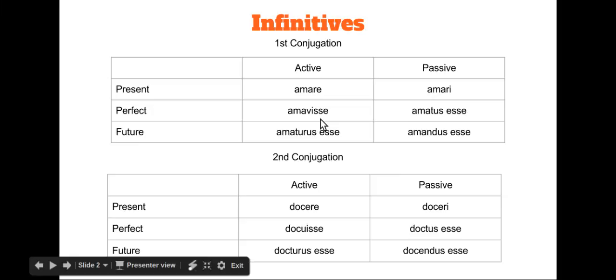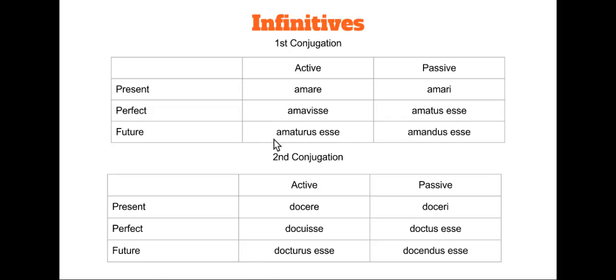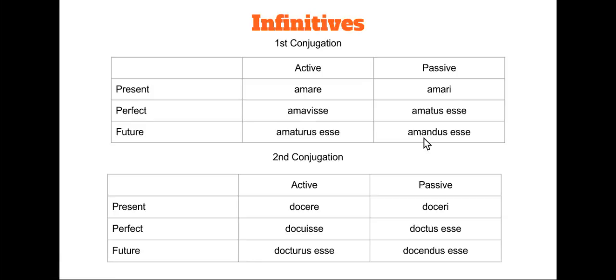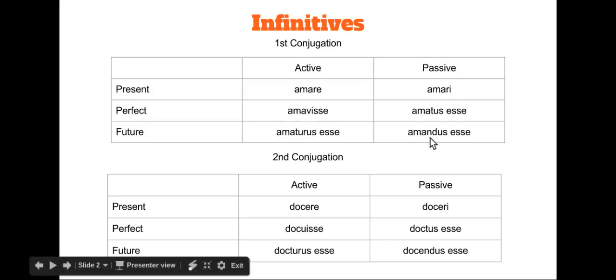The perfect active, you take the third principal part and you add isse. So amavisse, to have loved. Amatus esse is the fourth principal part plus esse, to have been loved. And then amaturus esse, you take the fourth principal part, but instead of us, you add urus, and you put amaturus esse. And then for the future passive infinitive, you take the gerundive, which is the future passive participle, which is formed by taking the first principal part and using the same stem vowel you'd use for the imperfect or the present active participle, and then you add ndus, so amandus esse.